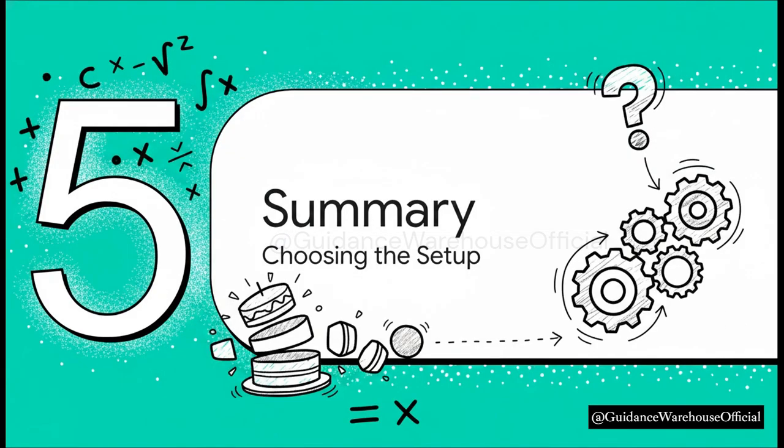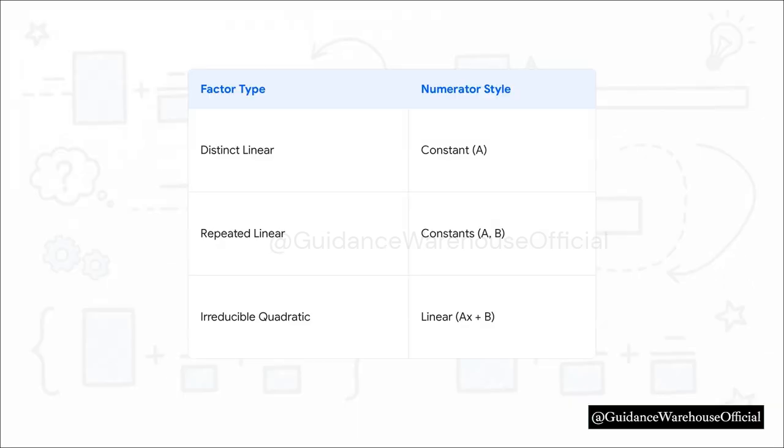Section 5. Summary. Choosing the setup. Before we wrap up, let's step back and summarize the key takeaways. The actual algebra in these problems is really just basic multiplication and solving standard systems of equations. The true secret to unbaking the cake is choosing the right structural setup from the very beginning.